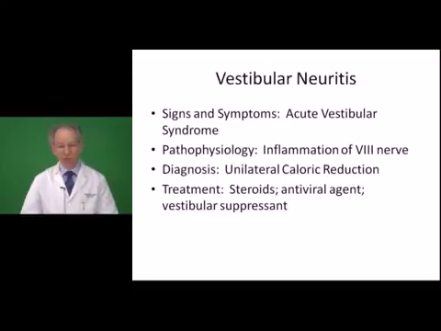The treatment for vestibular neuritis includes steroids. Antiviral agents have not been found to be helpful, either alone or in combination with steroid treatment. Vestibular suppressants, particularly in the early stages of vestibular neuritis, are appropriate so that your patients are more comfortable, and in particular if they have nausea and vomiting.